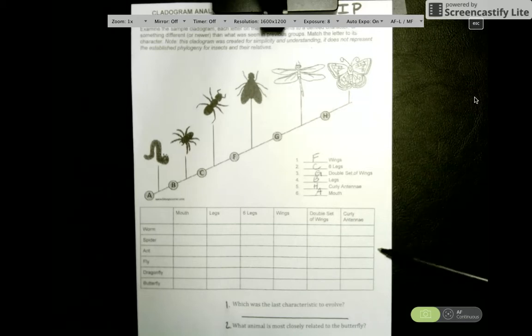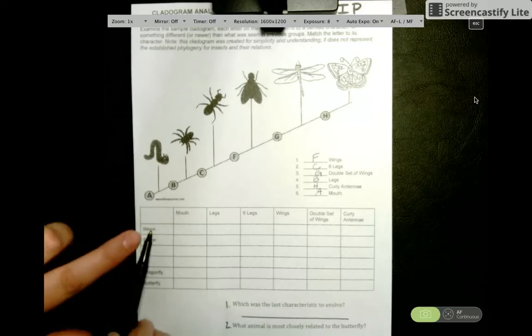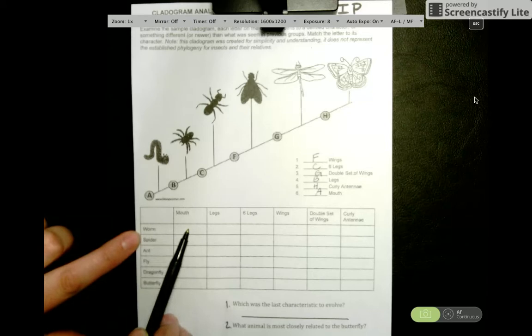So the way this works, you're going to put an X any place that that animal has the characteristic. If the animal does not have that characteristic, you're going to leave it blank. So does a worm have a mouth? Yes.